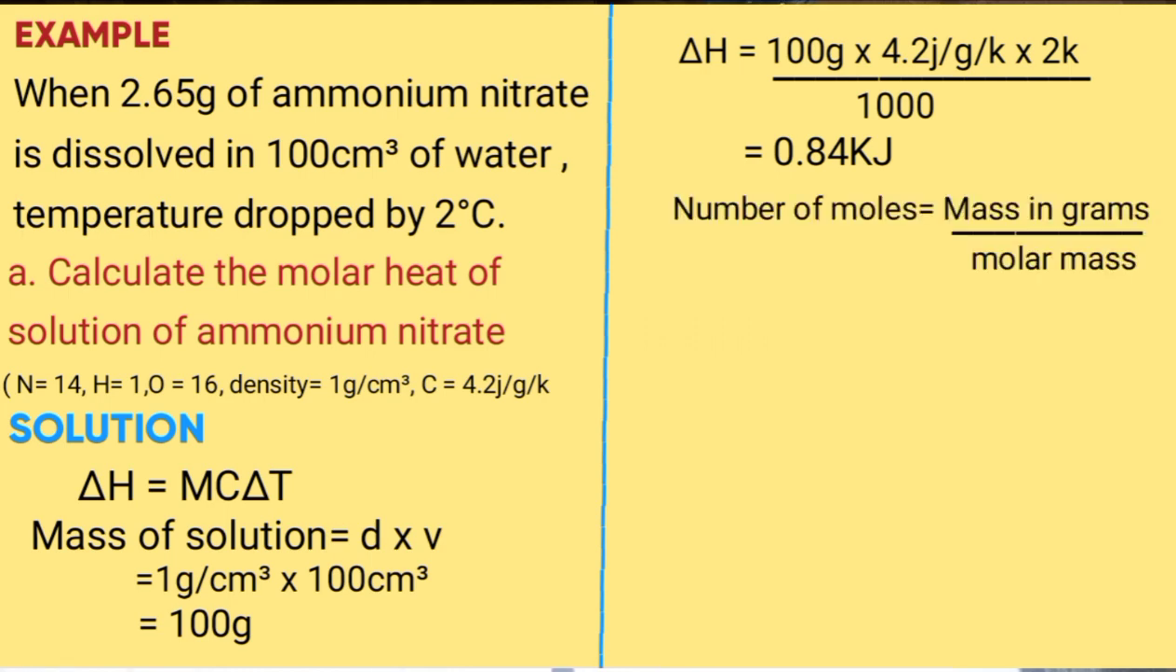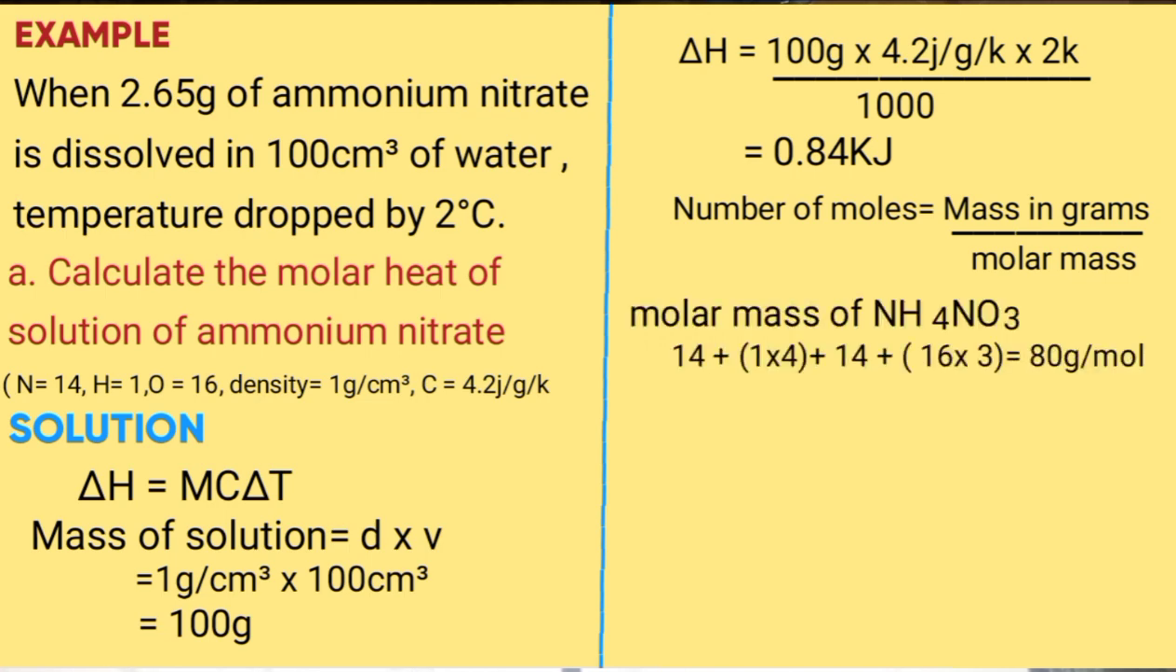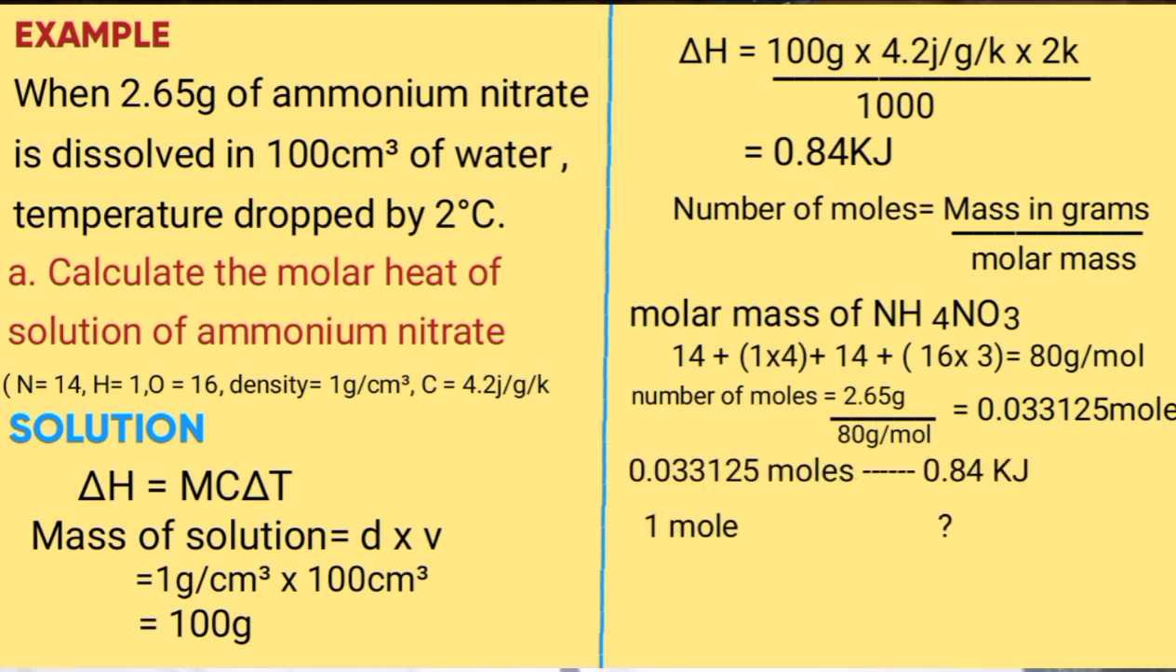Number of moles is given by mass in grams over molar mass. Molar mass is given by 14 plus 4 times 1 plus 14 plus 16 times 3 gives you 80 gram per mole. Therefore, number of moles will be 2.65 grams over 80 gram per mole, which gives you 0.033125 moles.